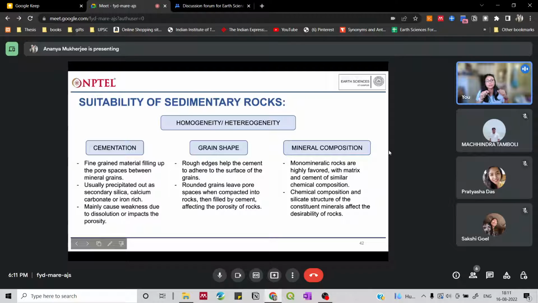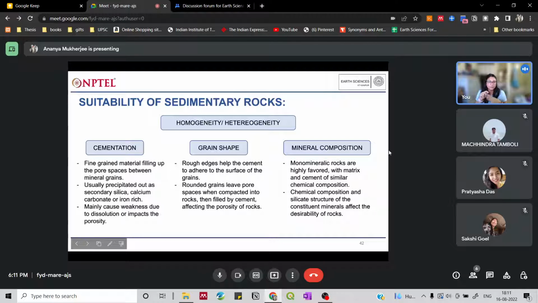These can be either precipitated silica material, or calcium carbonate material, or iron oxide. The material that is present as a cement can govern whether it is a good sedimentary rock for construction purposes or a poor choice for construction purposes. So what is the problem with the presence of cement? Suppose we have calcium carbonate as a cement. Calcium carbonate, as we know, is very easily soluble in water.